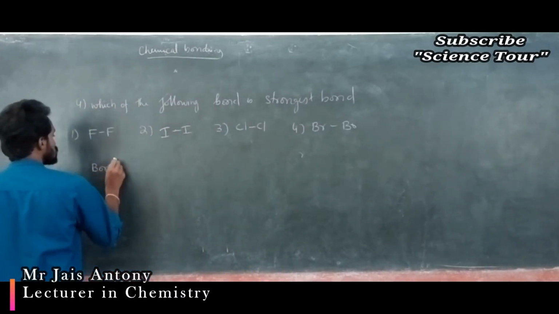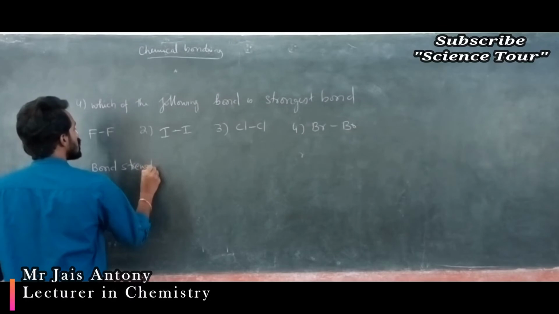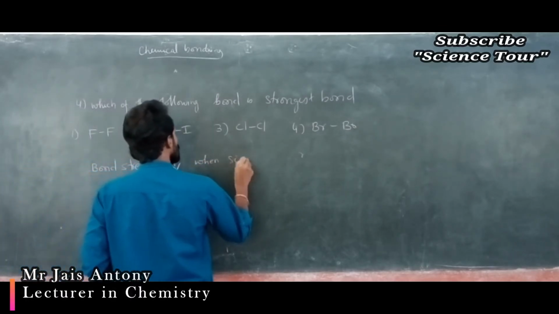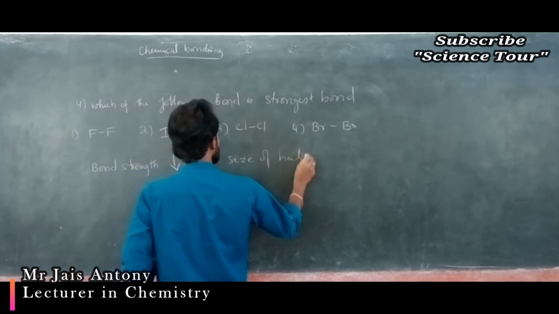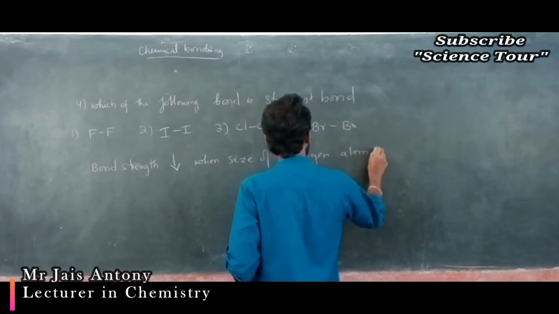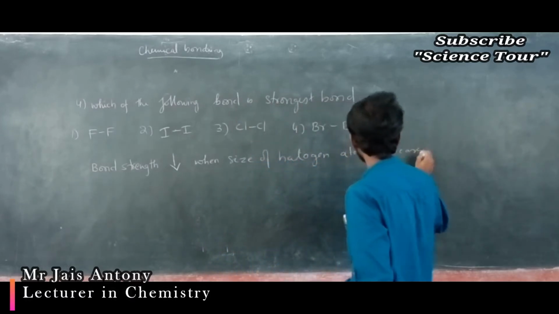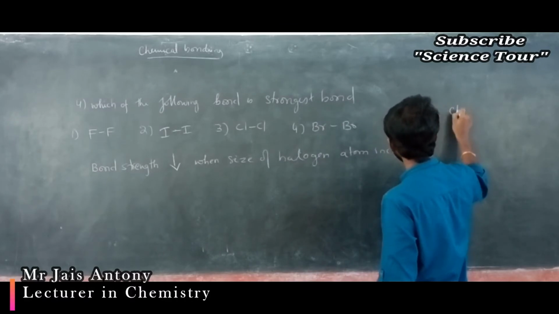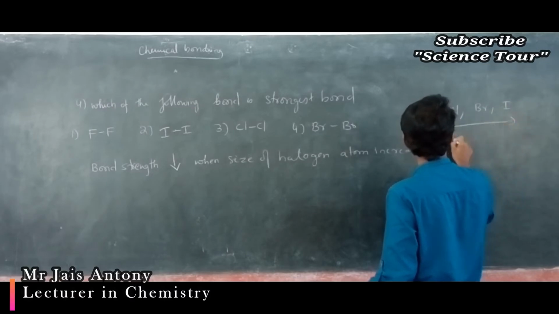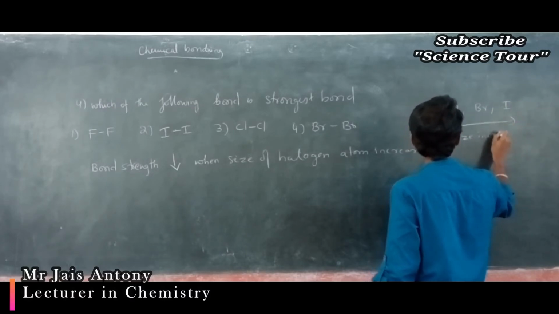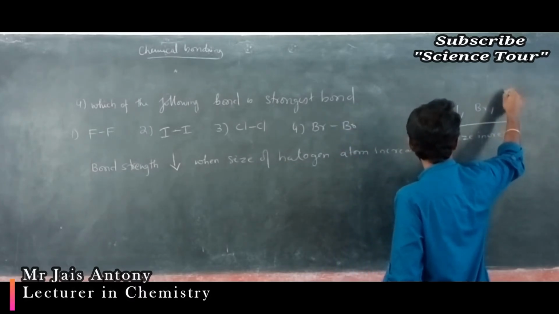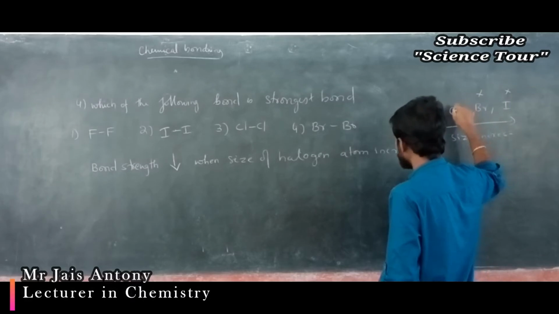Bond strength decreases when the size of the halogen atom increases. Halogen is nothing but chlorine, fluorine, bromine, iodine. My dear students, in this one the smallest size is F, next is Cl, next is Br, next is I. This way size increases. So size increases means for this one bond strength is weaker.